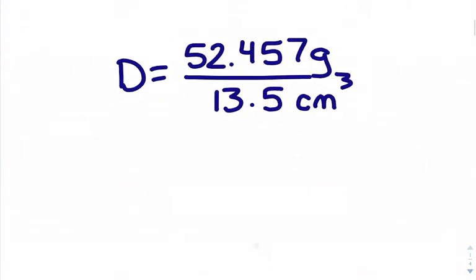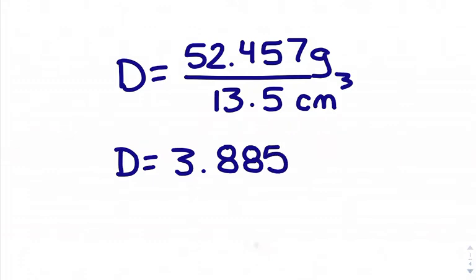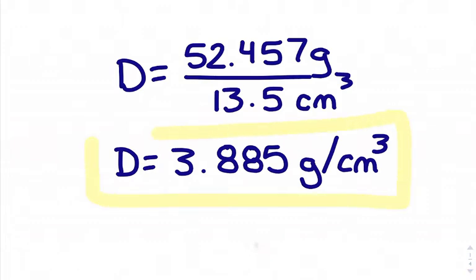Now what you're going to do is type it into your calculator. 52.457 divided by 13.5. When you do that, you're going to get 3.885 grams over cubic centimeters. Because grams and cubic centimeters don't cancel out, you have to write both of them. In that case, this would be my answer.